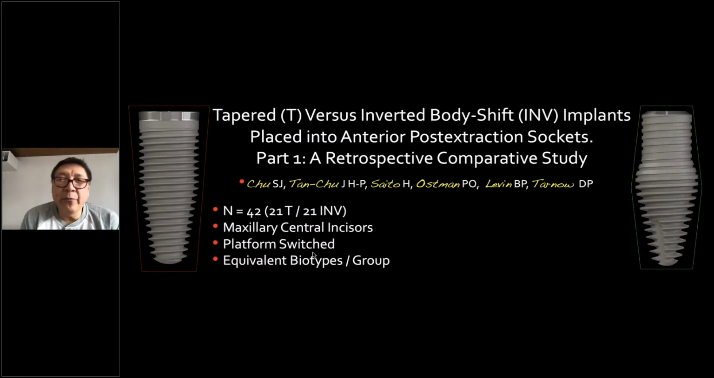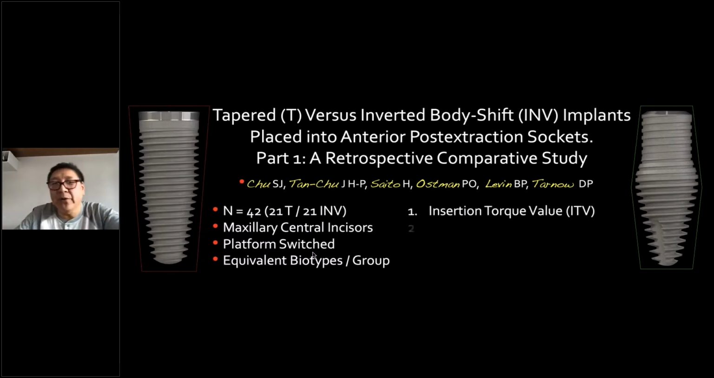What we did is we looked at 42 extraction socket implants, 21 tapered and 21 inverted body shift design. We only looked at maxillary central incisor extraction socket implants. If you look at a lot of studies, they put in posterior sites and other sites. We looked at platform switched implants, and we had an equivalent number of biotypes per group. A second part of the paper will be just looking at the outcomes of biotypes. So I won't talk about biotypes in this study, but the bottom line is we only looked at maxillary central incisor extraction sockets, and we had, I think, a good number, over 10 in each group, 21 in each group.